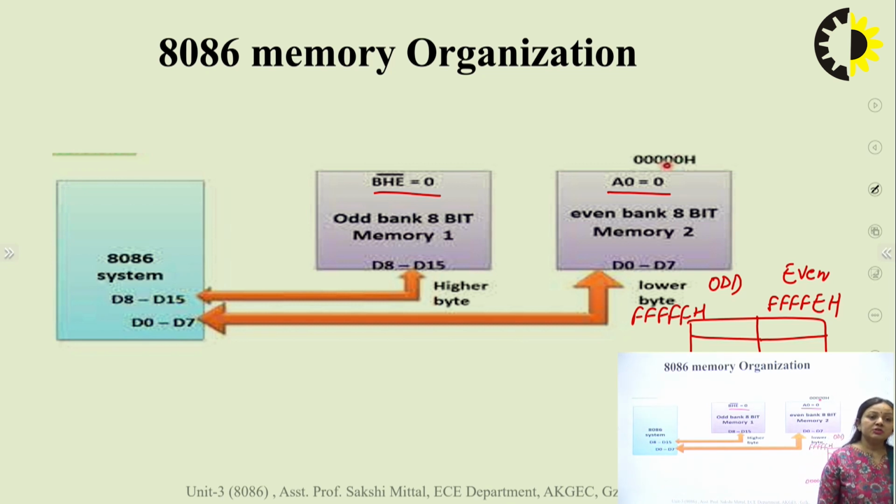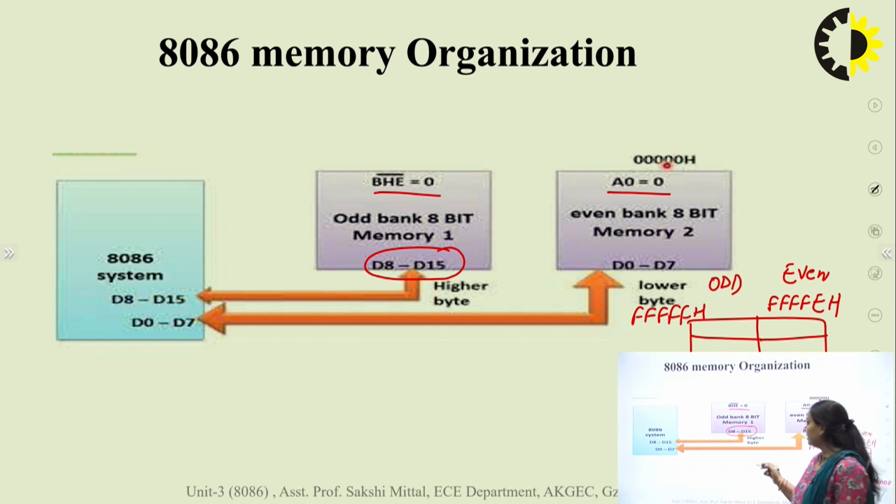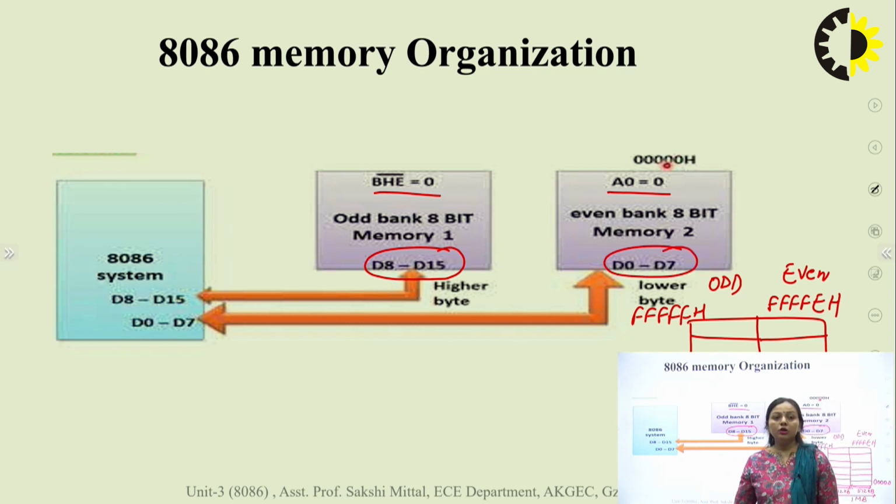If the BHE, bus high enable pin, is 0, that means the higher bus is activated. If the higher bus is activated, you can access the data from the high order data bus D8 to D15. At that time, the higher byte will be transferred on the higher bus. If you want to access 8-bit data from the even bank, A0 is 0 and BHE is 1. So the even bank is selected and the low order data bus is enabled, so the data will flow on the low order data bus.